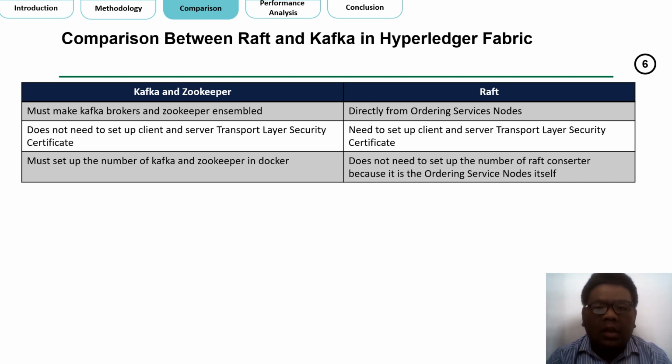Then, when forming the Docker container, Raft only needs to form an ordering service node that has been configured according to the previous network configuration. Different from Kafka, which must form separate Kafka and Zookeeper containers, and must determine the number of Kafka and Zookeeper to be formed into their containers in the compose Docker file. Because of that, the process of forming crash fault tolerance through Kafka becomes trickier.